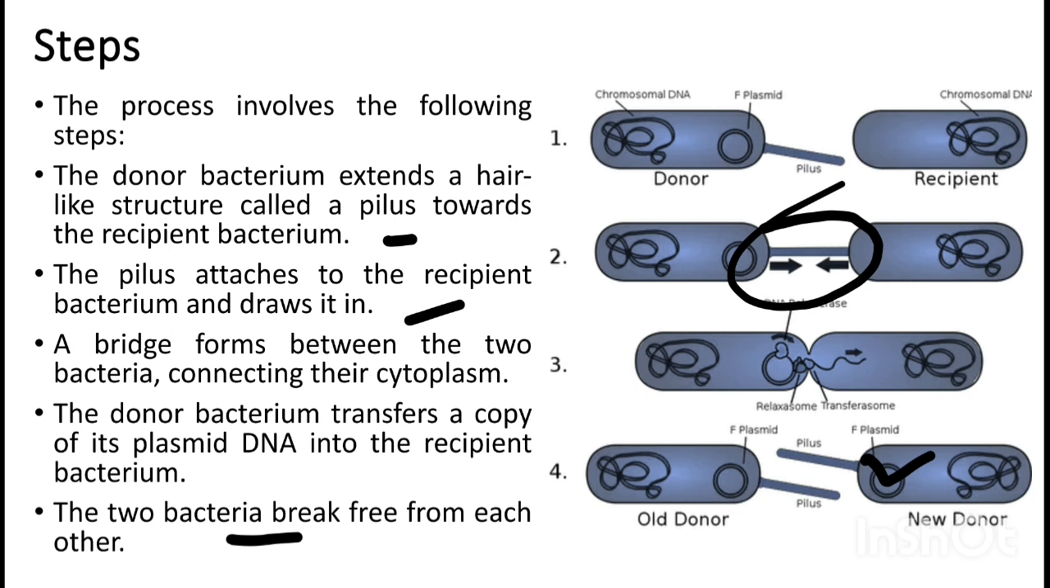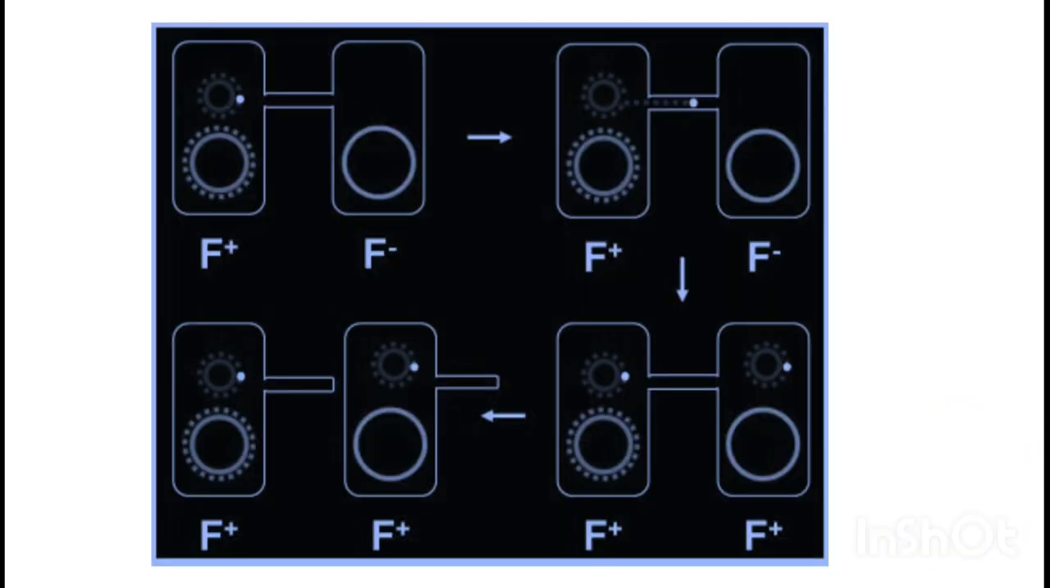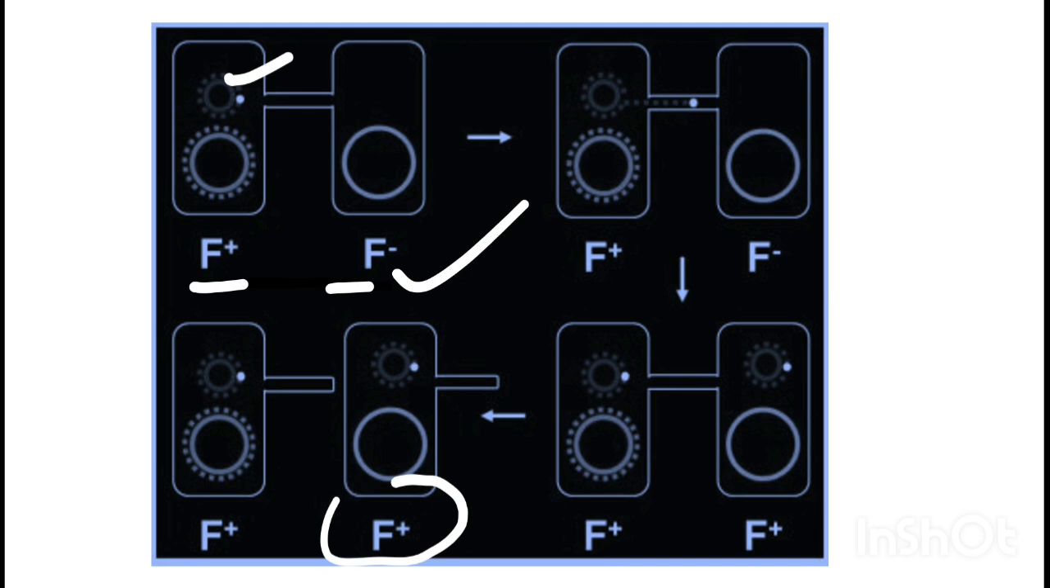Okay, and the recipient bacterium now becomes a new donor and becomes F plus, with having the F plasmid, and those lacking the F plasmid are called F minus. So after entering into the body of F minus, the F plasmid makes it F plus. Okay, in this way the transfer of plasmid occurs between F plus and F minus, and F minus becomes F plus. So it is the overall process of conjugation.